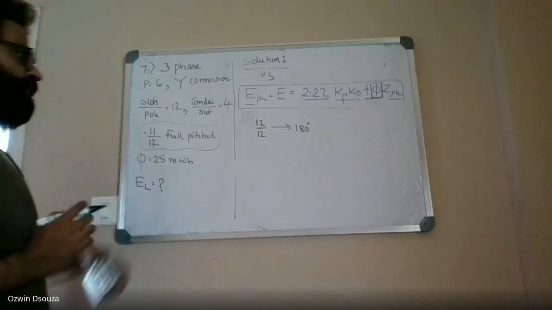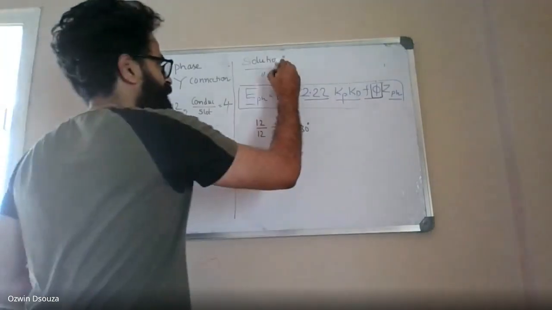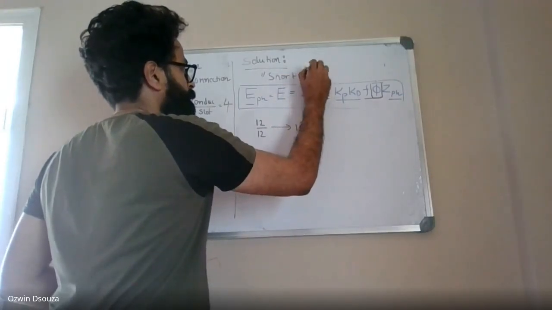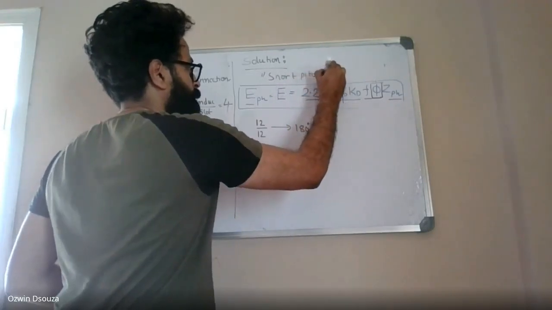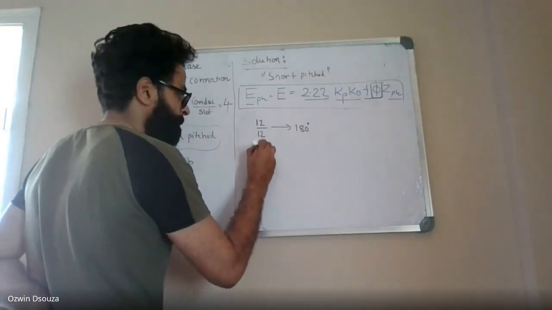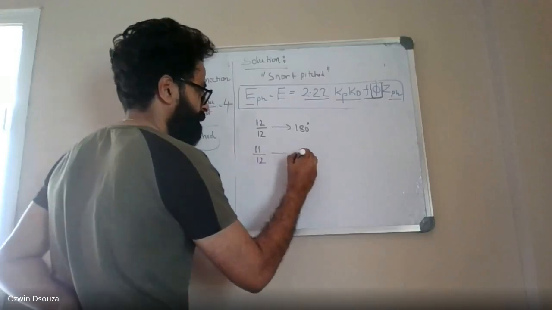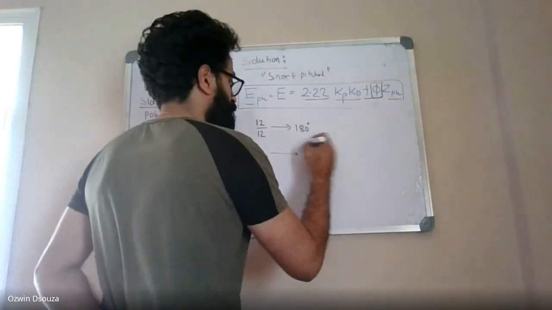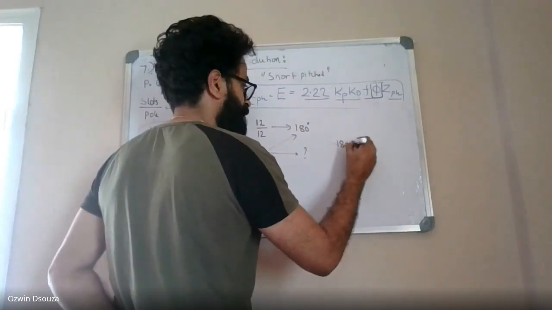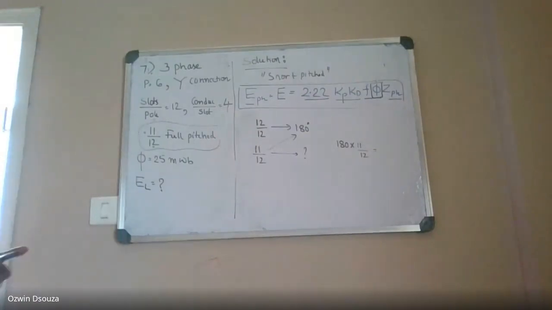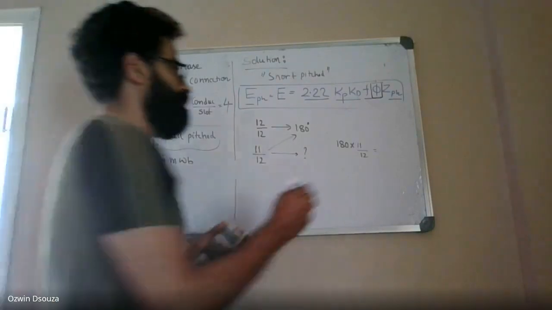If you go for a short pitched winding, the given data is 11 by 12. So 12 by 12 corresponds to 180 degrees. So this 11 by 12 corresponds to what? The cross multiplication: 180 into 11 divided by 12. It's about 165 degrees.